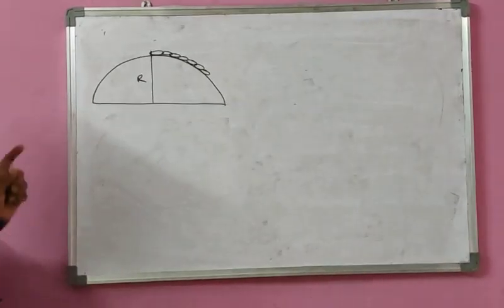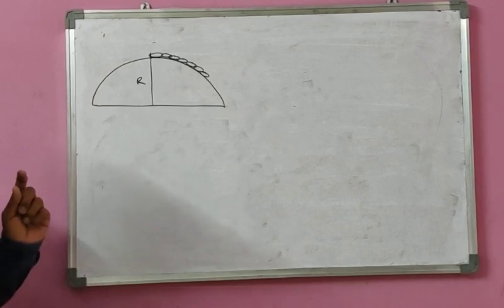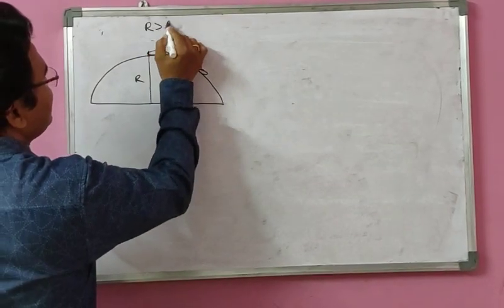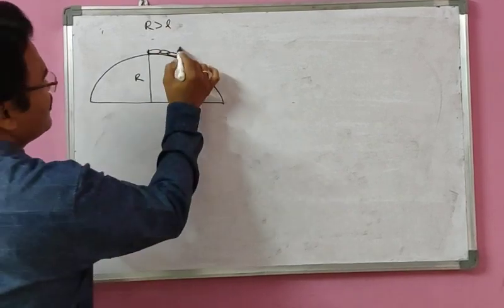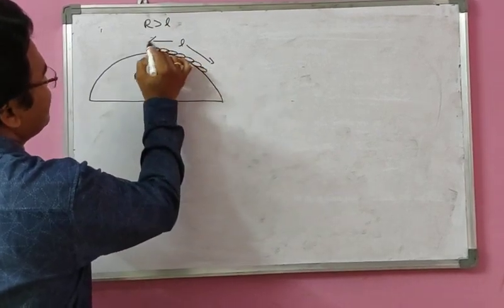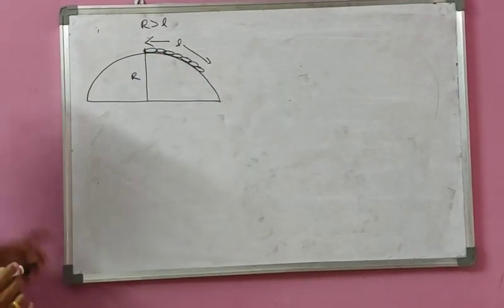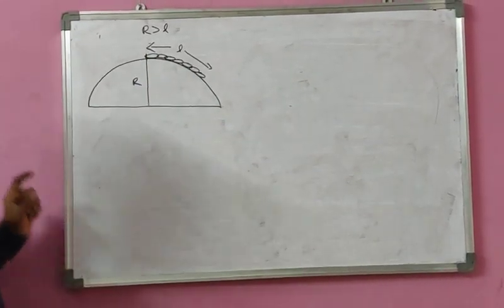So what is the potential energy of this one? The condition given to us here is that the radius is greater than the length of the chain. That means the total length of the chain is L, and the radius is greater than this. That's why it is hanging here. So what is the potential energy of this chain is the question.